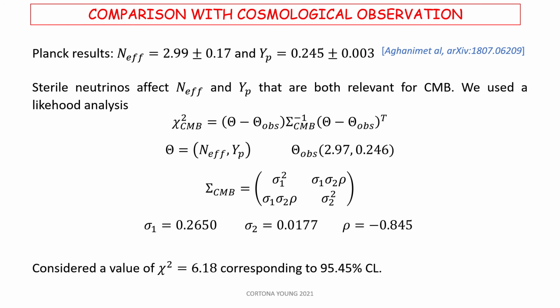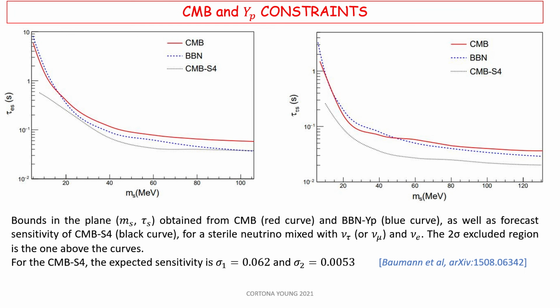So, to obtain bounds on the sterile neutrino parameter space, we have used the Planck observation. For the BBN, we have used the epsilon p value of 0.245, while for the CMB, we have used a likelihood analysis that I reported here, and all the bounds that I will present in the next slide are bounds at 2 sigma of confidence level. So these are the bounds that we have obtained in our work.